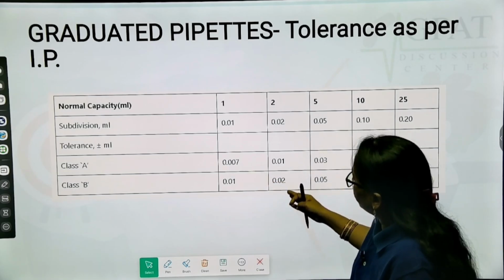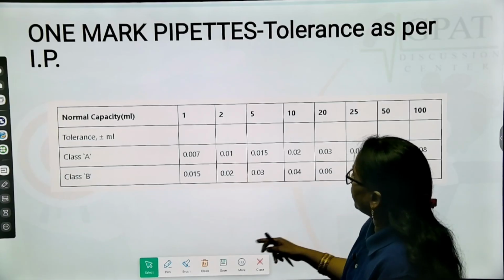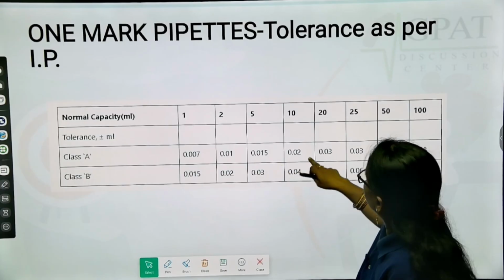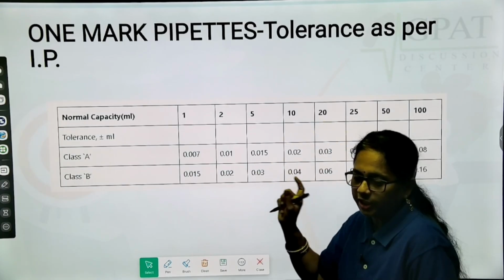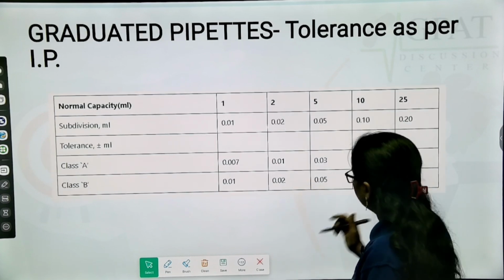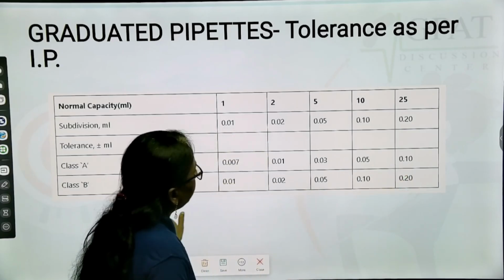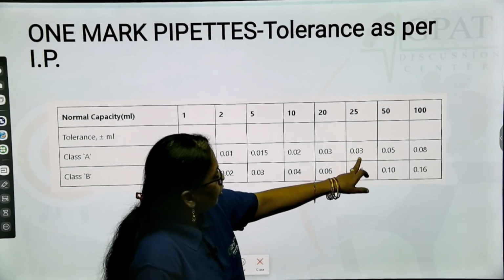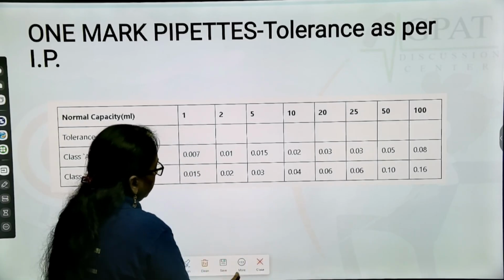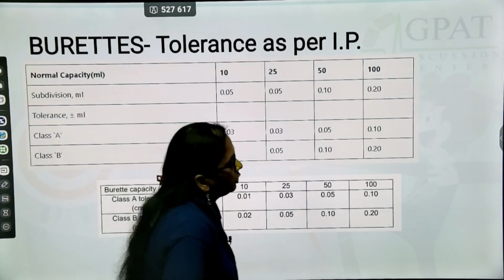For 2 ml, if you observe, 0.01 and 0.02, the same limits we have seen here, and for 5 ml 0.03 and 0.05. Somehow a little bit more strict limits we are going to observe for the 1 mark pipettes rather than the graduated pipettes. For 25 ml, the tolerance limit is 0.1 ml and 0.2 ml, and for bulb pipettes these are only 0.03 and 0.06. Very small tolerance range they have given. So the 1 mark pipette and graduated pipettes have these tolerance limits.